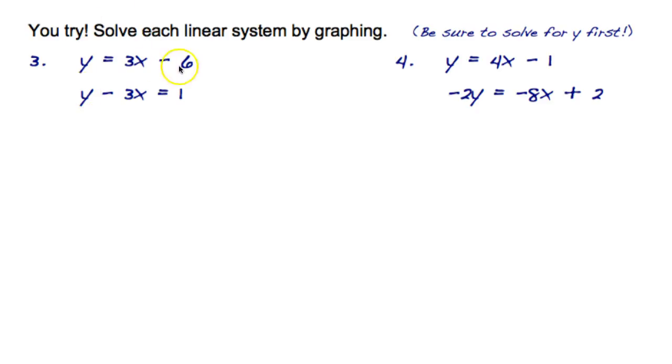Alright, so now I want you to try these examples on your own. Solve each linear system by graphing. I want you to tell me, does it have one solution? Does it have 0 solutions? Or does it have an infinite amount of solutions? Alright, so try it on your own, pause it, and go.